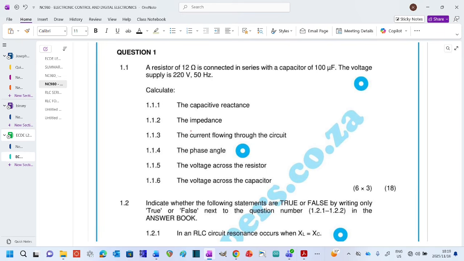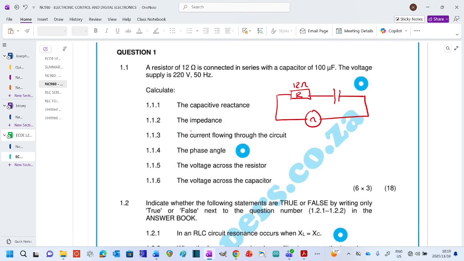This is straightforward. You are given a resistor in series with a capacitor, so this is an RC circuit, everything connected across a power source. A resistor of 12 ohms and a capacitor of 100 microfarads. You have to convert the 100 microfarad. This is 100 times 10 to the power negative 6 farad. Don't forget that. You're going to get wrong answers if you don't convert here.